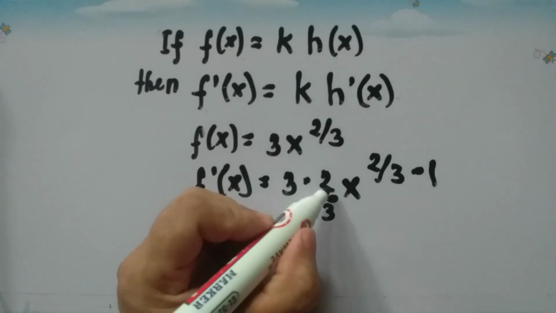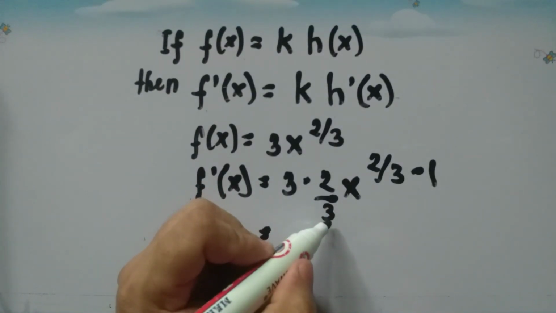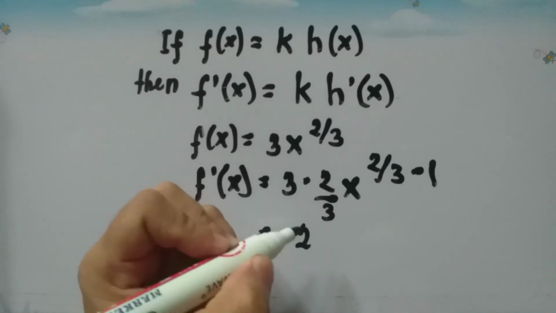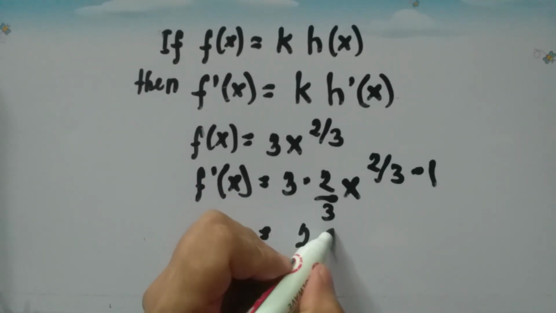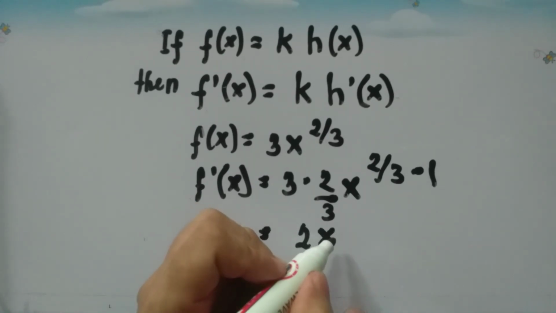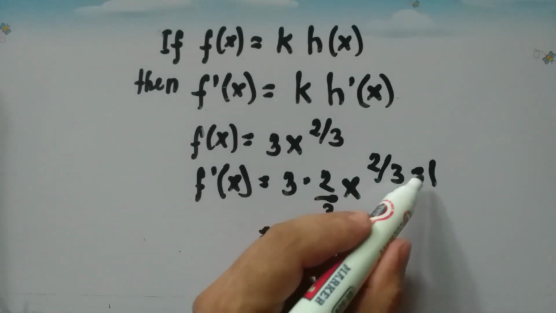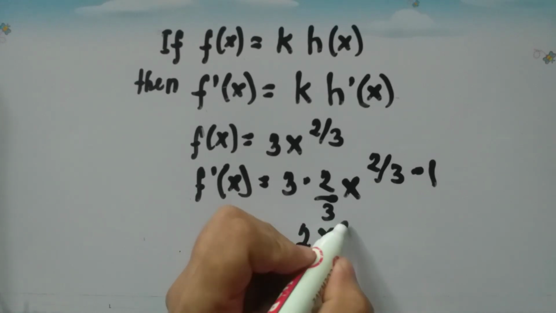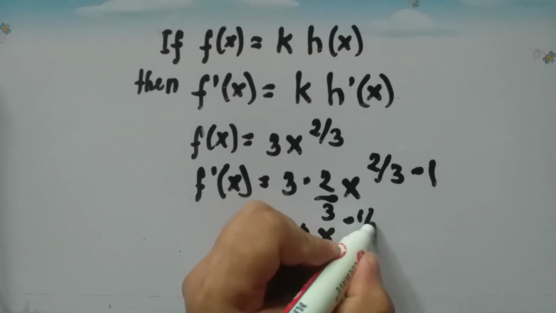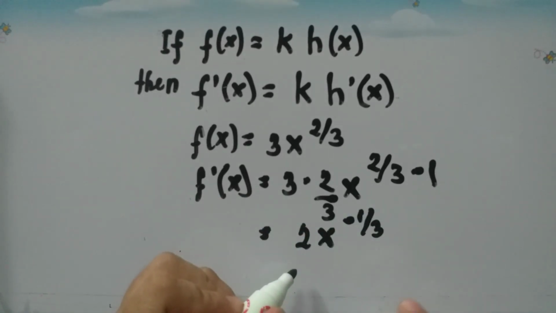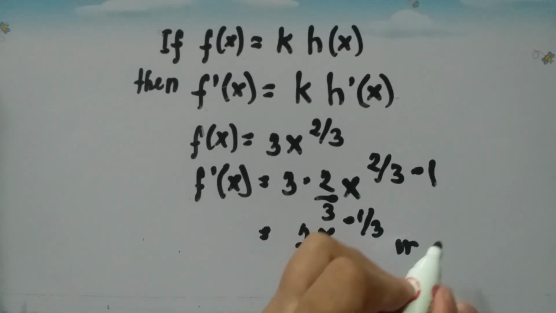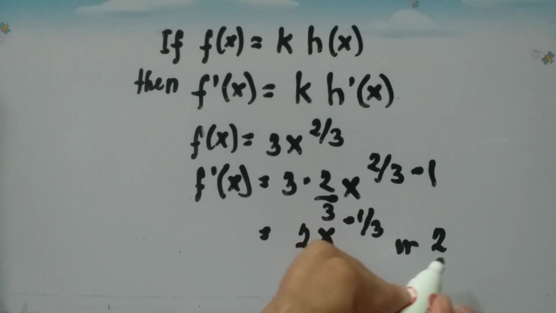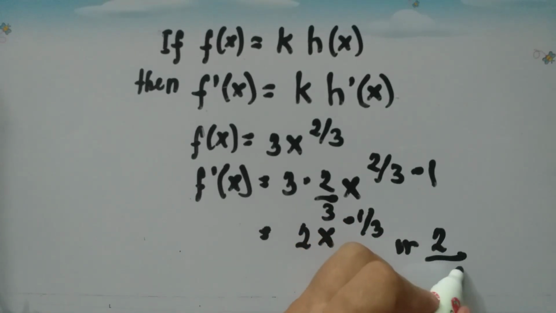So 3 times 2 is 6, divided by 3 is 2, or you may simply cancel out 3. Then x raised to 2 thirds minus 1 is equal to negative 1 third, or you may write it as 2 over the cube root of x.